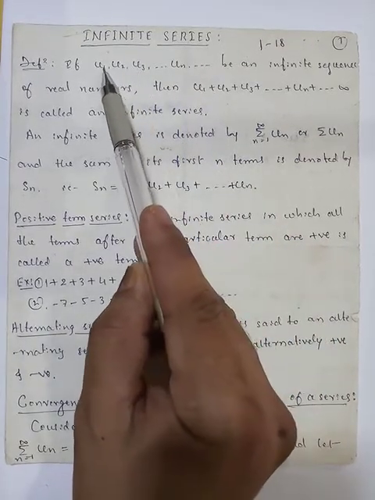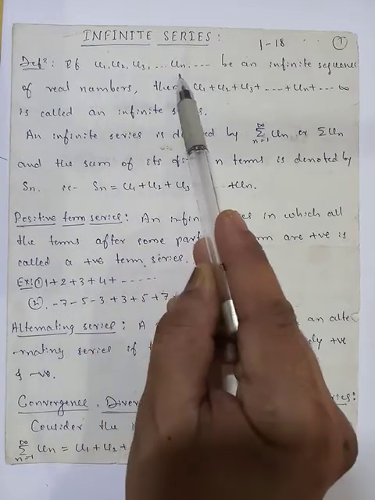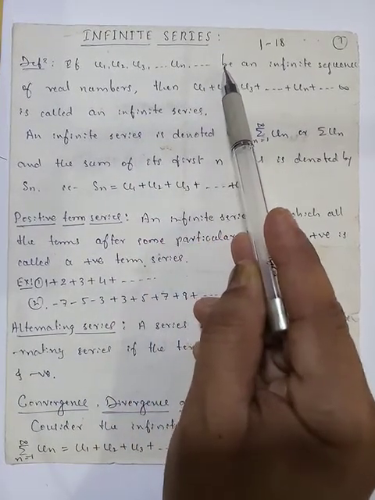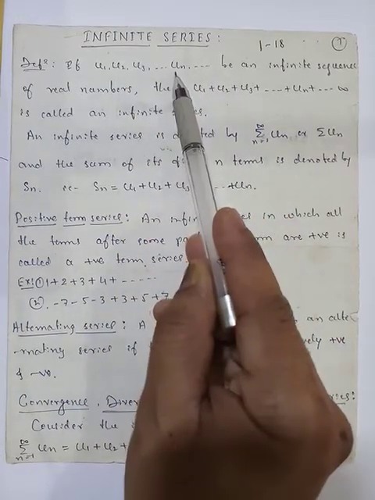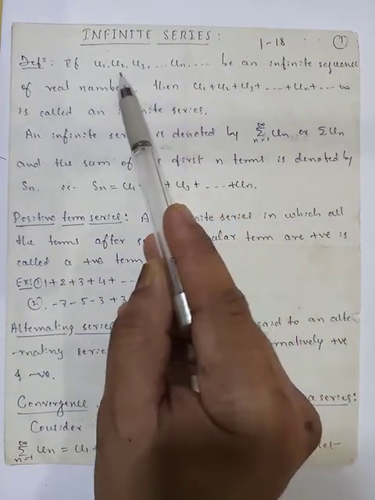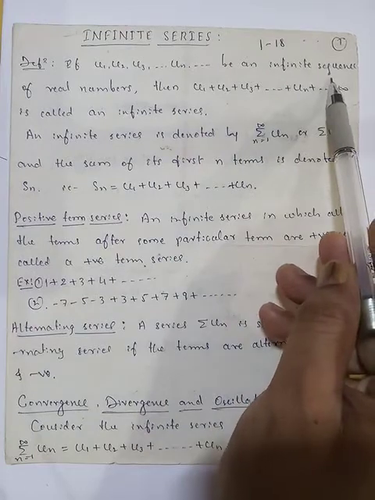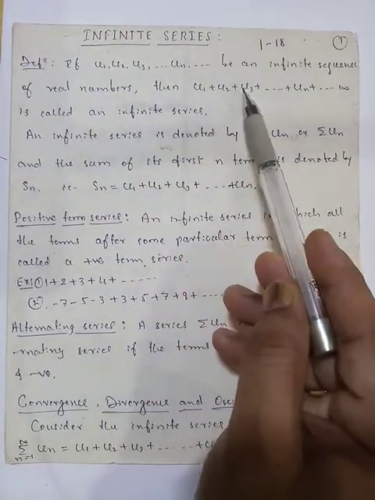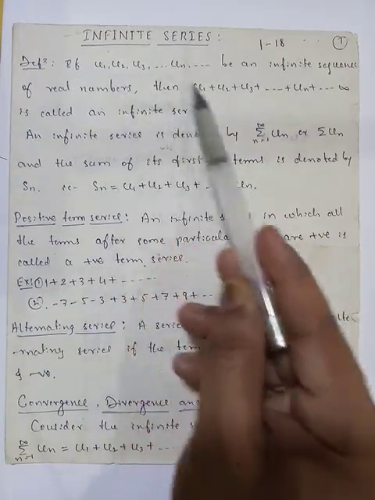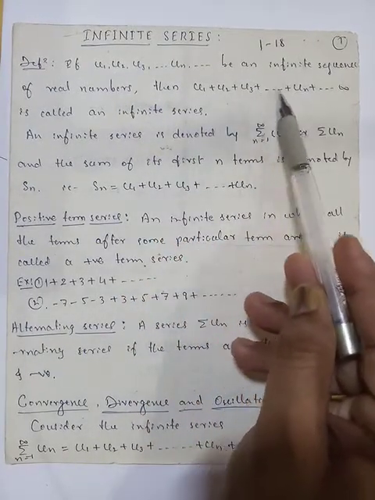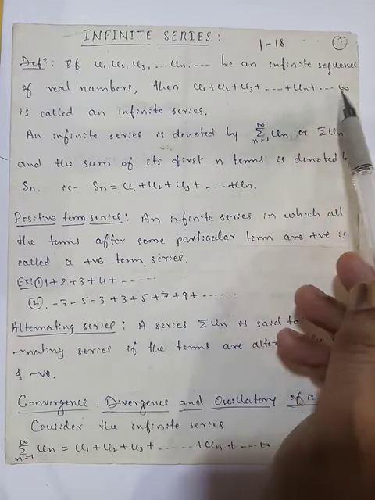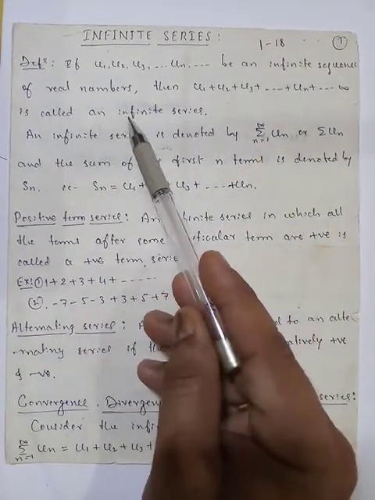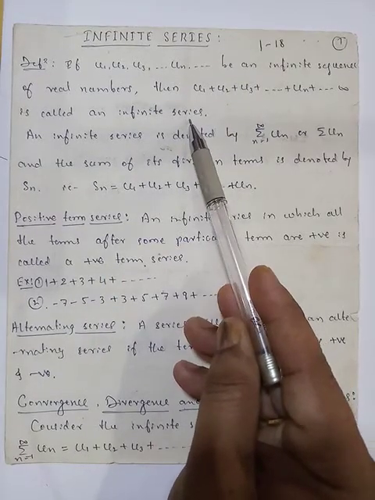So here we are considering some real numbers, that is u1, u2, u3, and so on, un and so on. So these are the real numbers. These are called an infinite sequence of real numbers. And when we write the sum of these, like u1 plus u2 plus u3 plus and so on, un plus up to infinity terms, then this is called an infinite series.